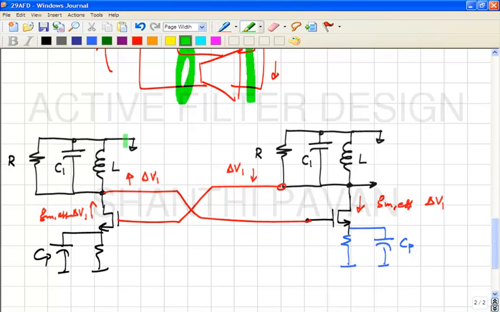Now as far as this node is concerned, let's see what's happening. I'm increasing it by delta V1 and current is coming back at me, and that current is some GM effective times delta V1. So equivalently, what is the impedance?